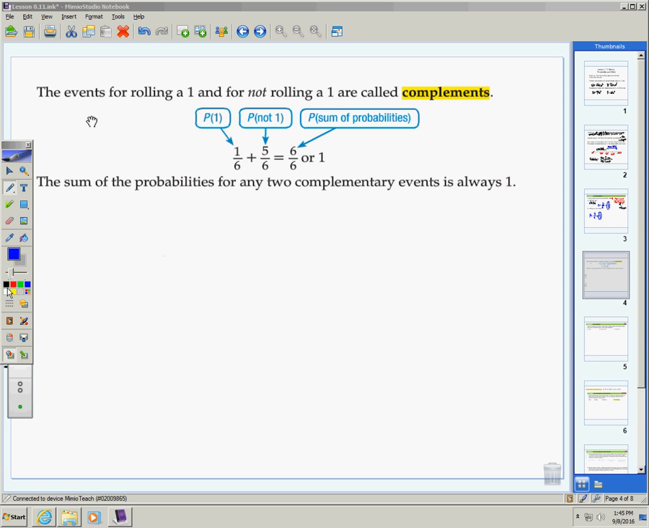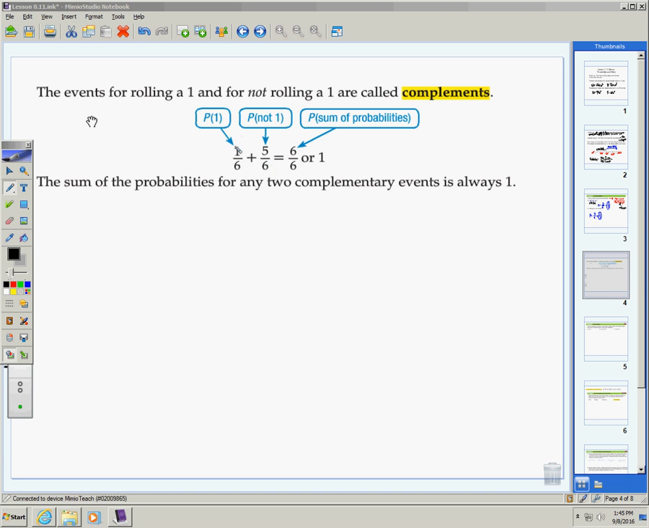Talk about are complements, and an illustration of this is the events for rolling a 1 and for not rolling a 1 are complements. And the sum of the probabilities for any two complementary events is always 1. So if you think about it, the probability of rolling a 1 on a die is 1 out of 6. The probability of not rolling a 1 is 5 out of 6. There are 5 numbers that are not 1 out of the 6.